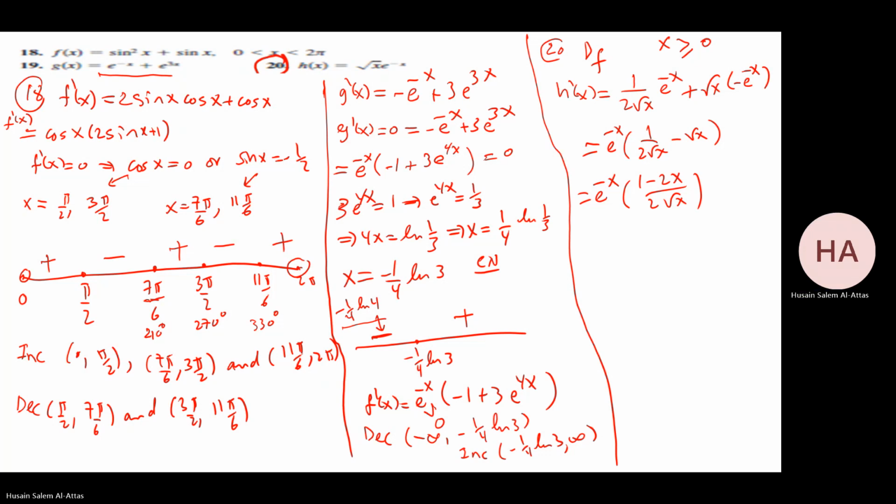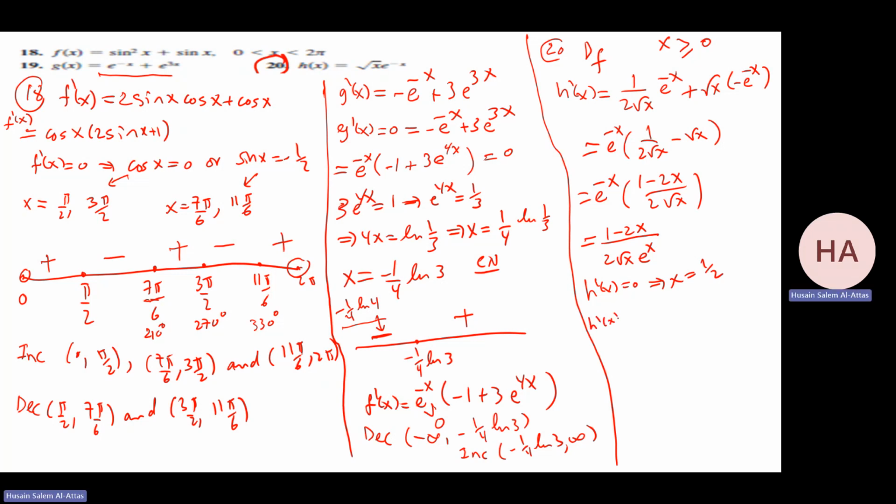Okay. Or in other words, 1 minus 2x over 2 root x times e to the power minus x. That will be the function. Yeah, 1 minus 2x over 2 root x. Critical numbers: H prime equals 0. X equal half. Very clear.